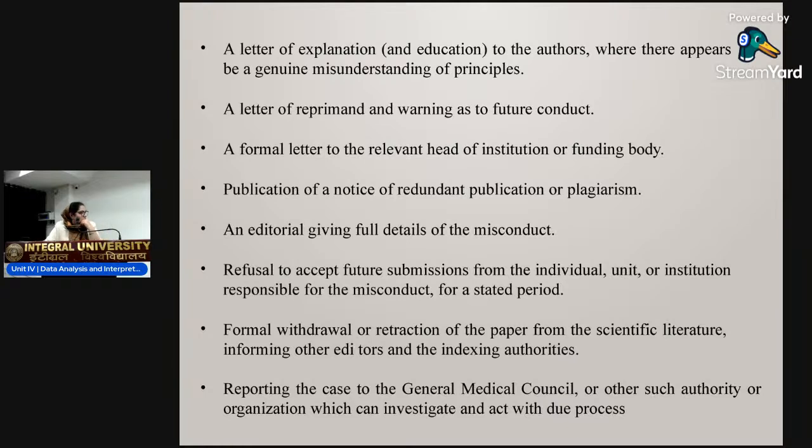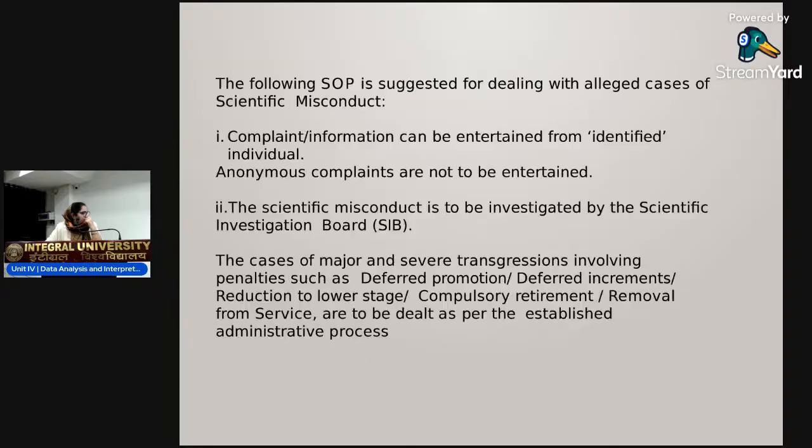Refusal to accept future submissions from the individual, unit or institution responsible for misconduct for a stated period. I told you, the cooling off period. It can be 2 years, it can be 1 year, depending upon the severity. Formal withdrawal or retraction of the paper from scientific literature, informing other editors and the indexing authorities.